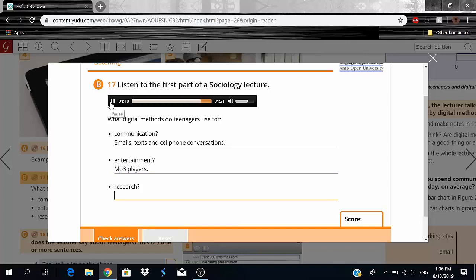Research methods include search engines like Google, and they also include websites.